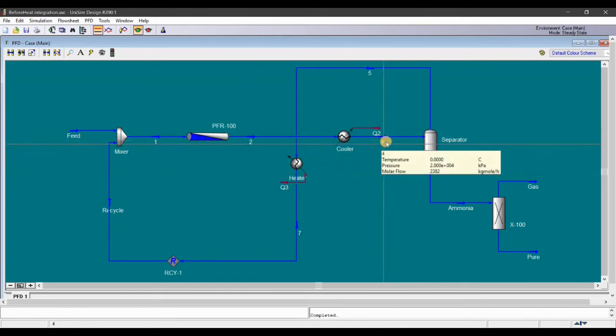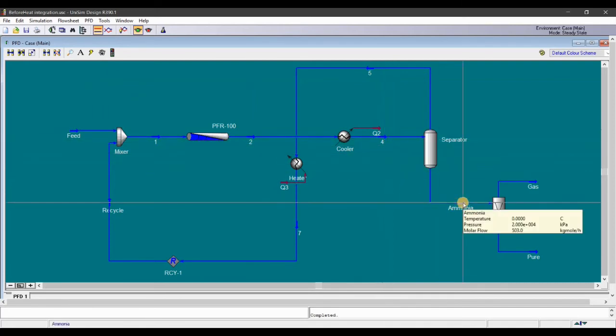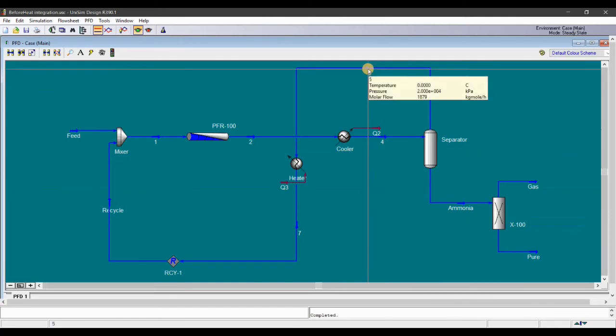This is because if the outlet temperature is more than 50 degrees Celsius, the ammonia produced will go in the gas phase.